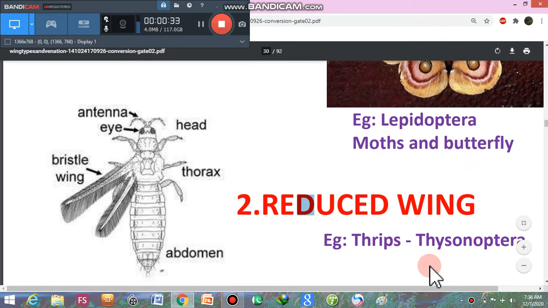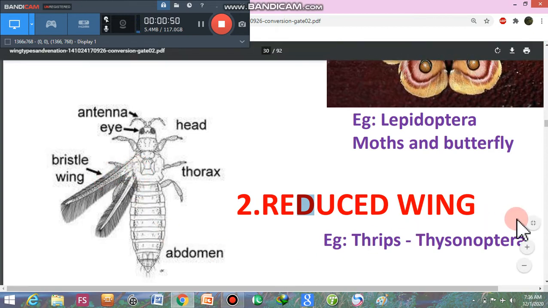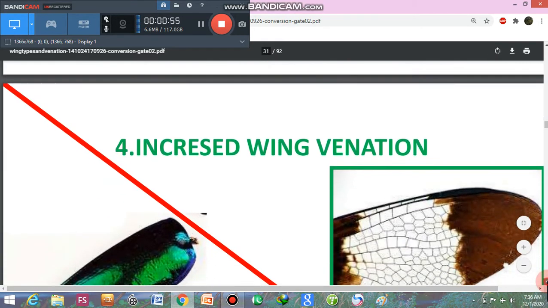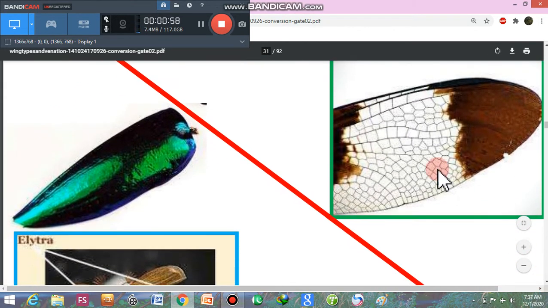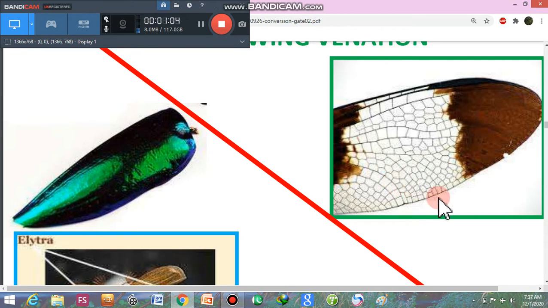This can be visible in the thrips, and they are the members of the order Thysanoptera. Here you can see that their wings are not broad; they are just like bristles. When their surface area is reduced, automatically they have less wing venation. Increased wing venation: here you can see that the number of cells is increased from the basic pattern.